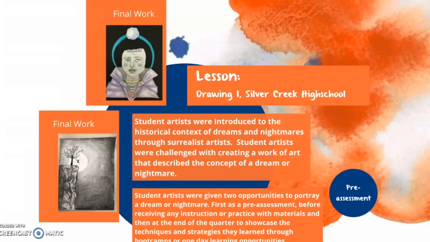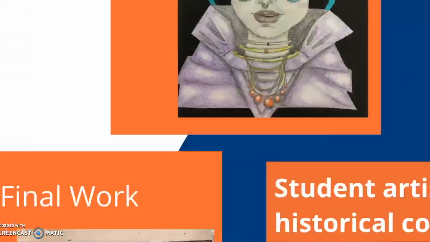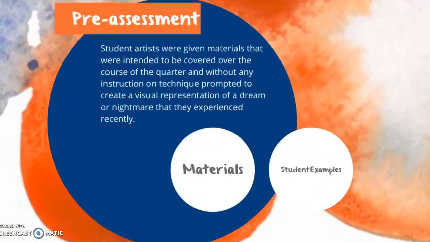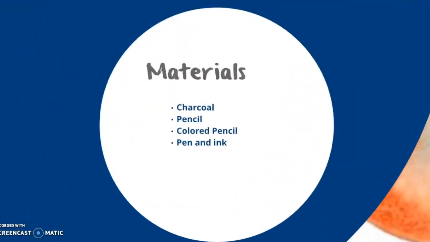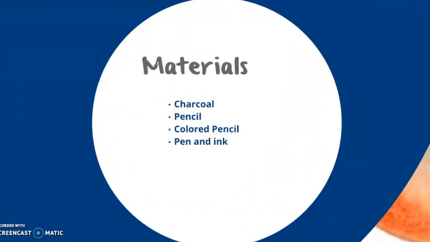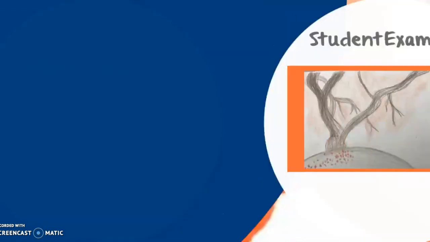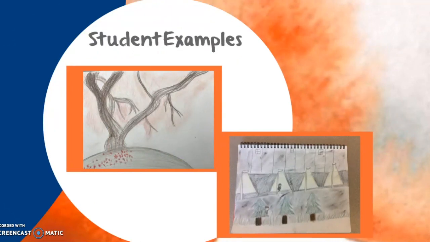Quality Standard 2, recognizing diverse learners. At the beginning of the quarter, they were given a pre-assessment to see where they were with material understandings and technique. During the pre-assessment, they were offered the materials that they would later explore: charcoal, colored pencils, pencil, pen, and ink. They were not offered any instructions save the prompt. Here are a few examples of student pre-assessment works.